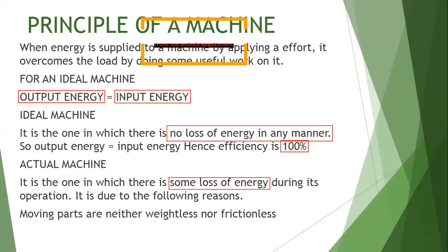Why? Because if you want a machine to be an ideal machine, its moving parts should be weightless and frictionless. But the problem is that it's not possible. That's why you will find that there is some loss of energy when we are using an actual machine. Why? Because the moving parts of the machine are neither weightless, which is not possible, nor frictionless. So we cannot attain a 100% frictionless surface as well. So even that is a reason why we cannot have an ideal machine.